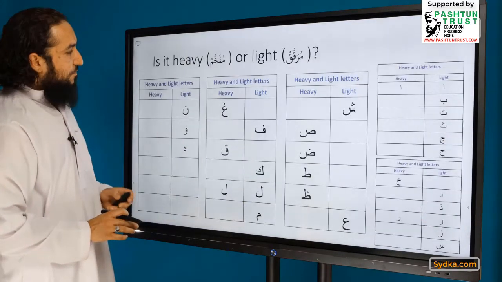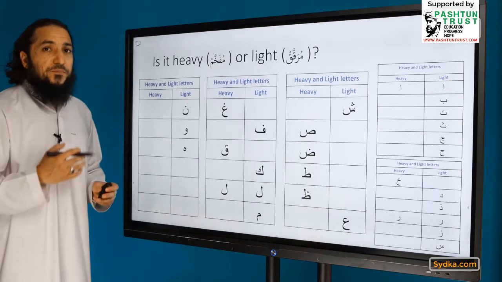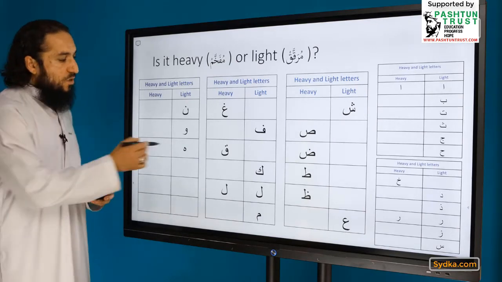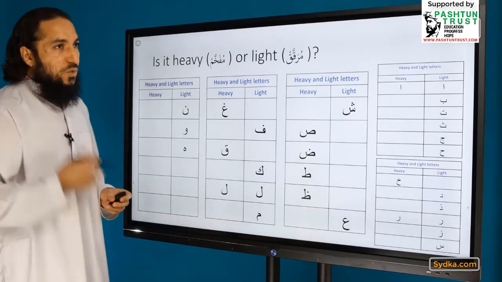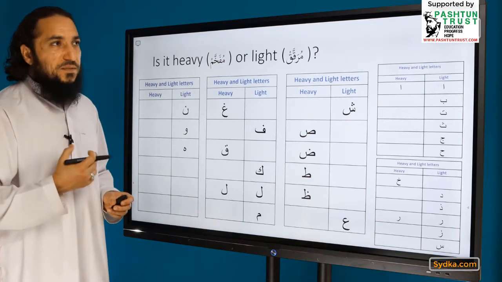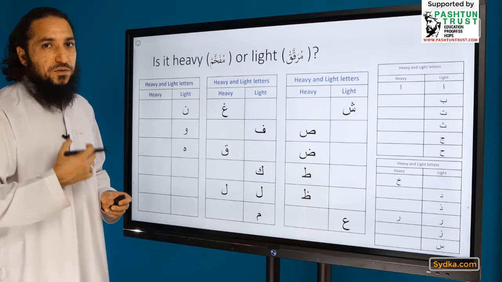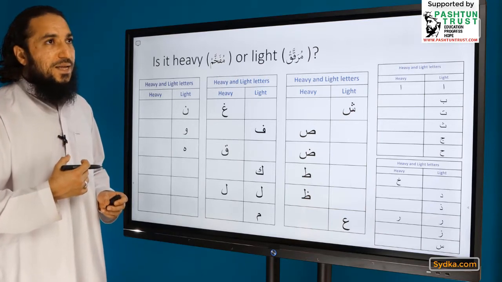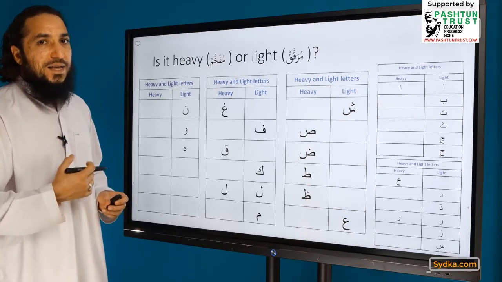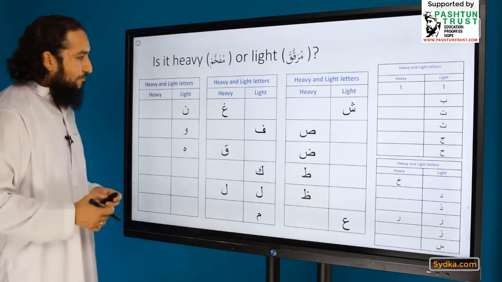Next one is, okay, is it a heavy or light letter? It is one of the light letters, because when we are pronouncing it, our mouth goes into the state as if we are going to start smiling. Ha, Ah, okay?